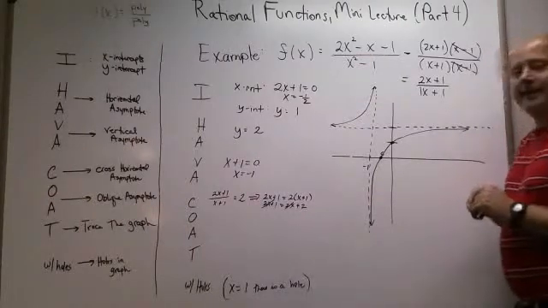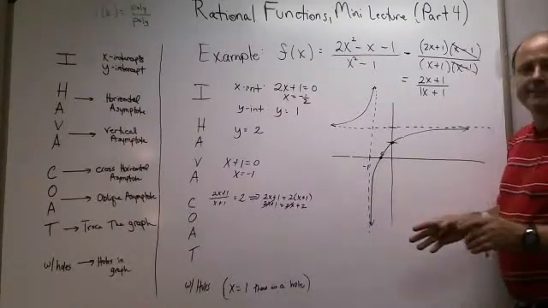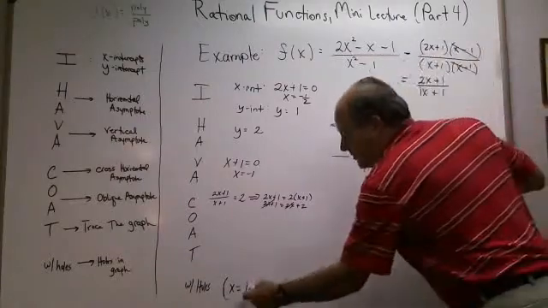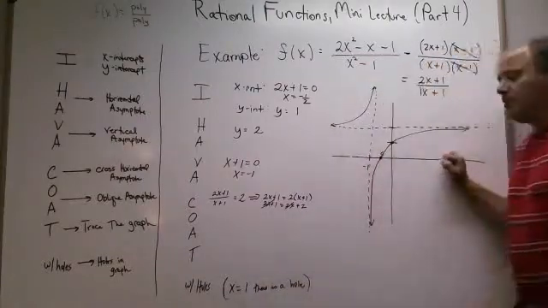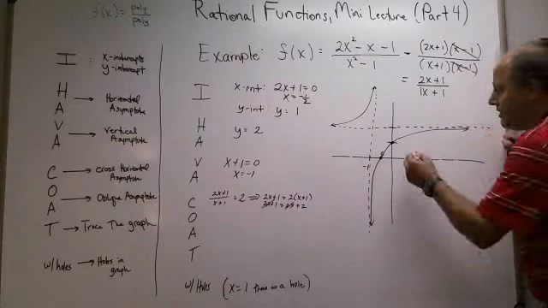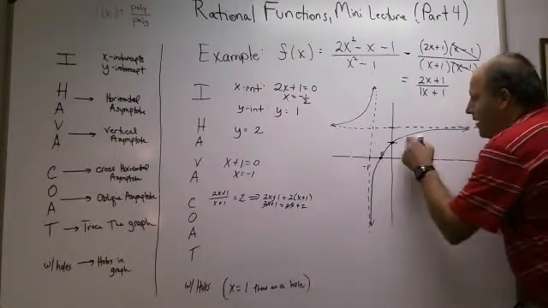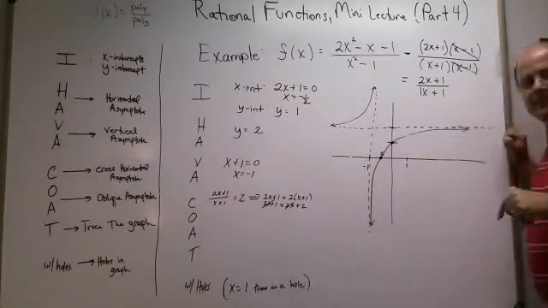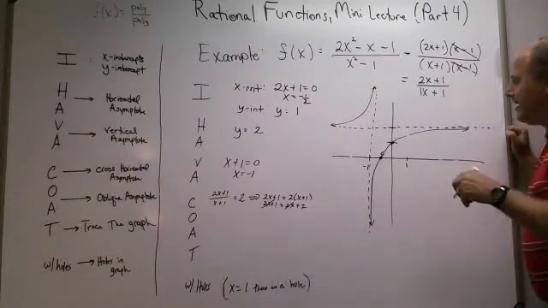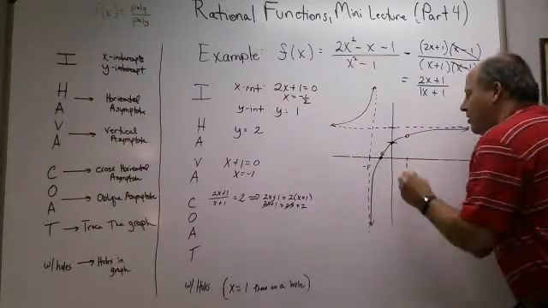Okay, if we didn't have holes, we'd be done. So there's a hole at x equals positive 1. What you have to do is come over to x equals 1 and go up to the graph and take a section of it out. You can use your eraser or whatever. Take a little bitty piece out, and that's a hole.